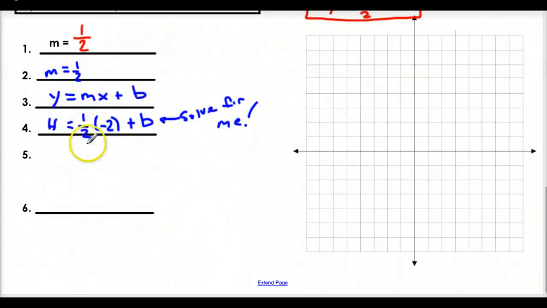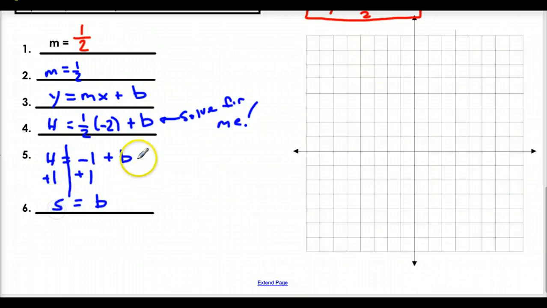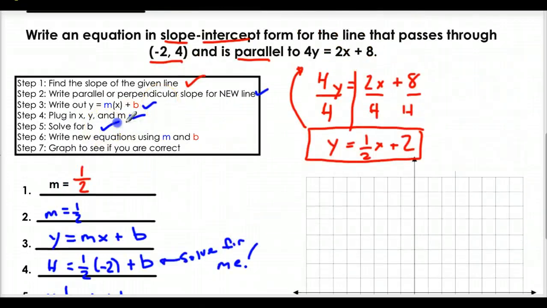Okay, so since we're solving for b, we're going to bring this down. 4 = 1/2 times -2, which is -1, plus b. Add 1 to both sides because we want to solve for b here. We add 1, and we get b = 5. Good, we solved for b.